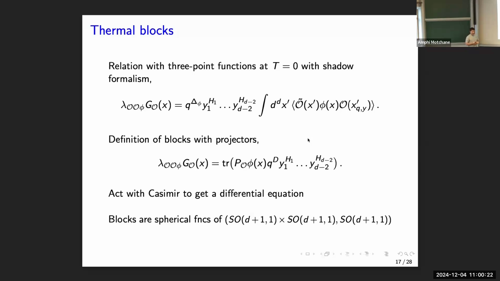Francesco, the vacuum is still invariant under the SO(d+1,1)? Yes, because of some boundary condition in the thermal circle. What we're doing is really defining everything the same, operators and states, exactly in the same way.